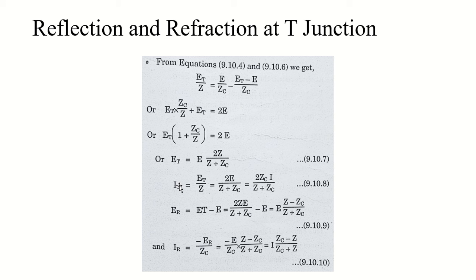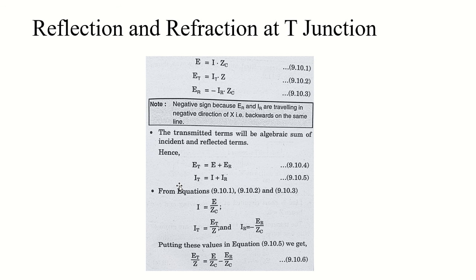Now from these derived terms, we can note down a few things, right? Like the transmitted or refracted current or refracted voltage will always have positive polarity, as you have noticed here, right? It always had the positive polarity. Now the polarity of the reflected wave will depend upon the magnitude relationship between ZC and Z.